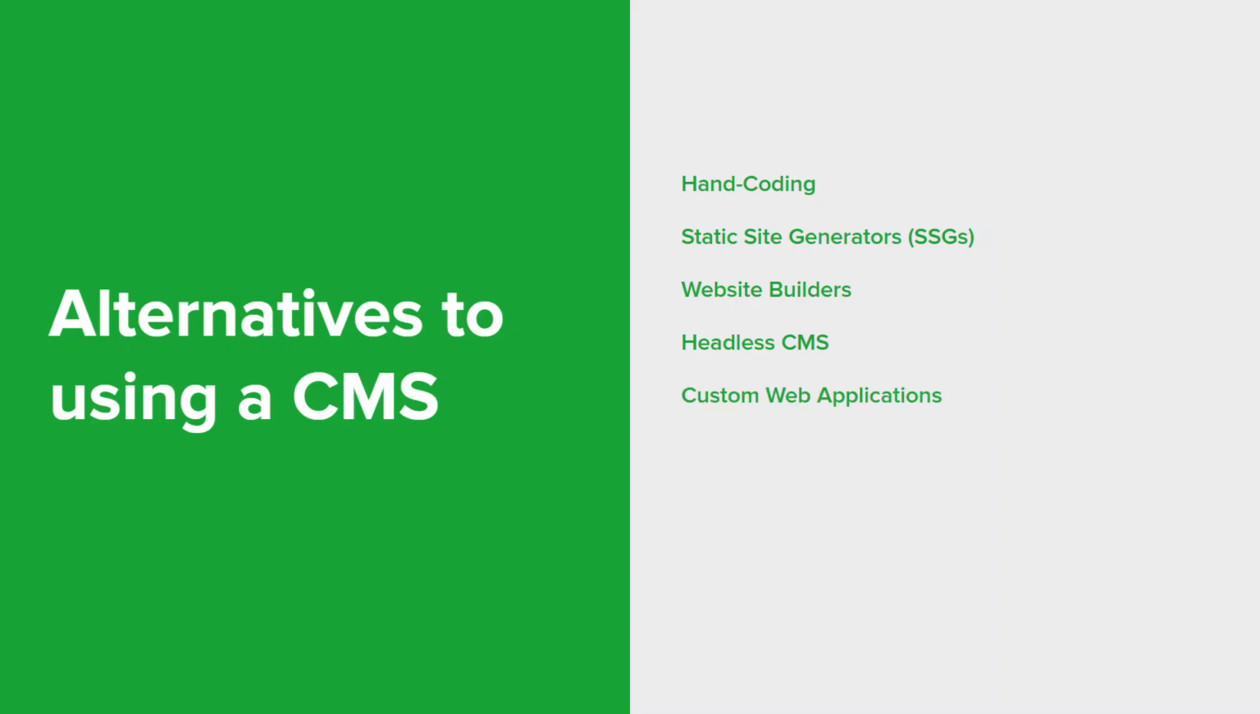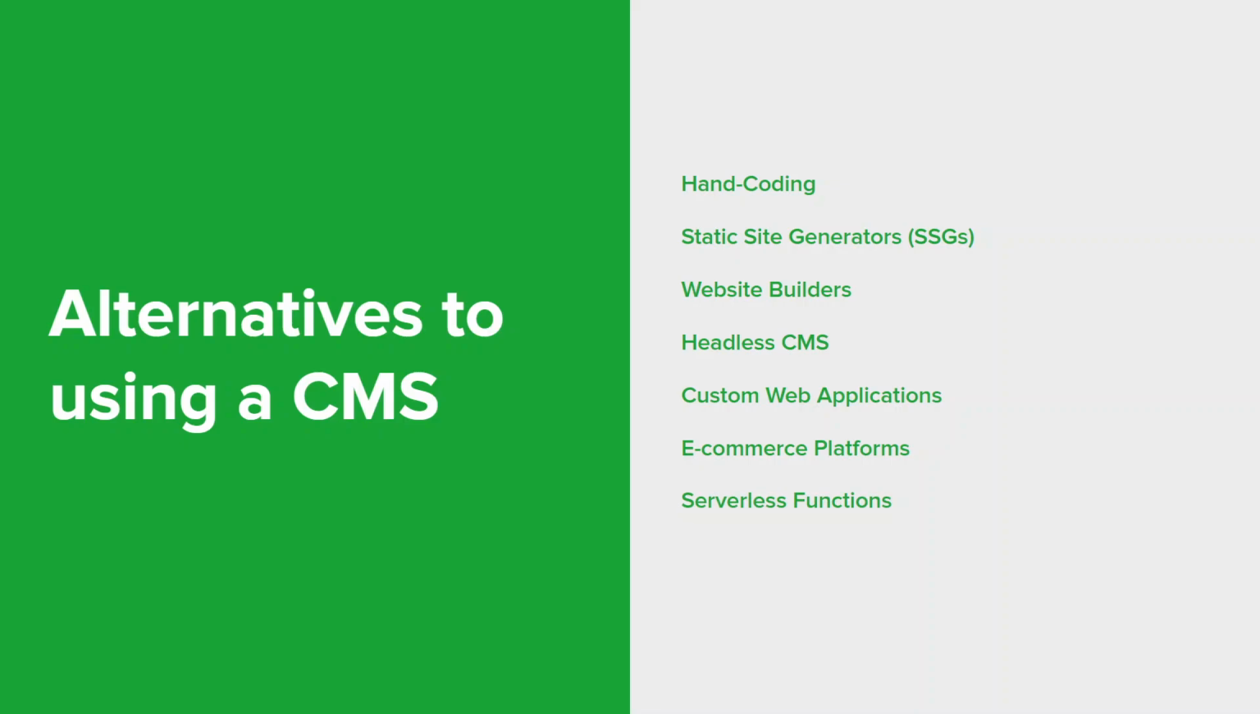For complex web applications, building a custom web application using a framework like Django, Ruby on Rails, or Express.js can be an alternative. This provides complete control but requires advanced programming skills. If your focus is on e-commerce, you can use dedicated e-commerce platforms like Shopify, Magento, or WooCommerce to set up online stores without a traditional CMS.